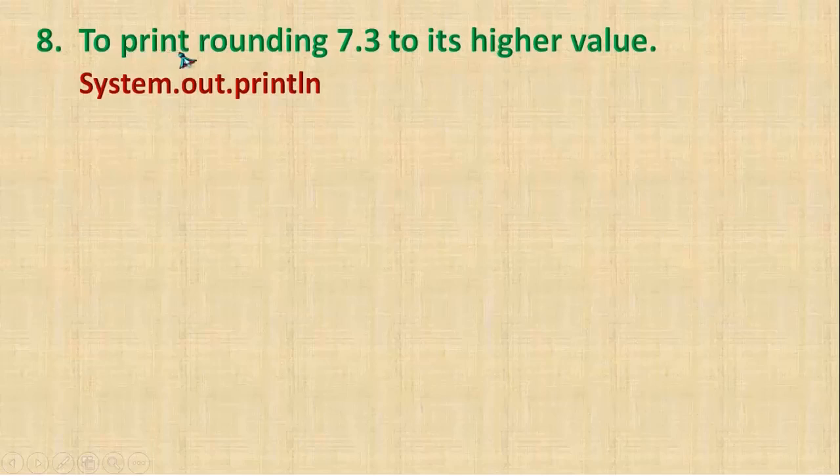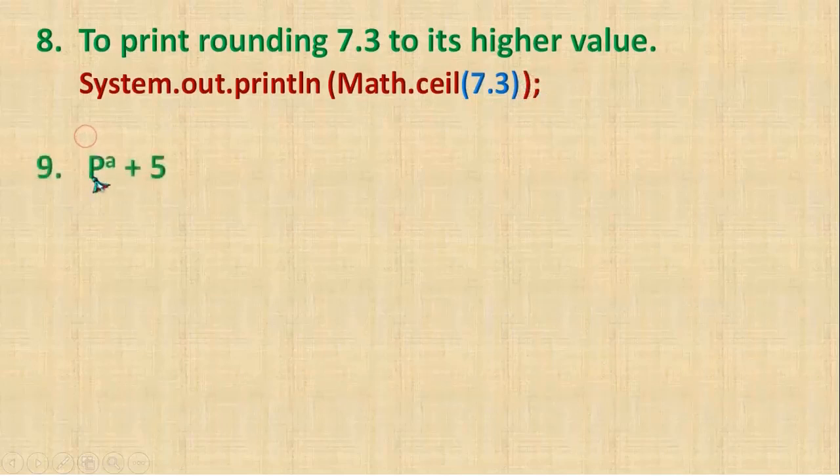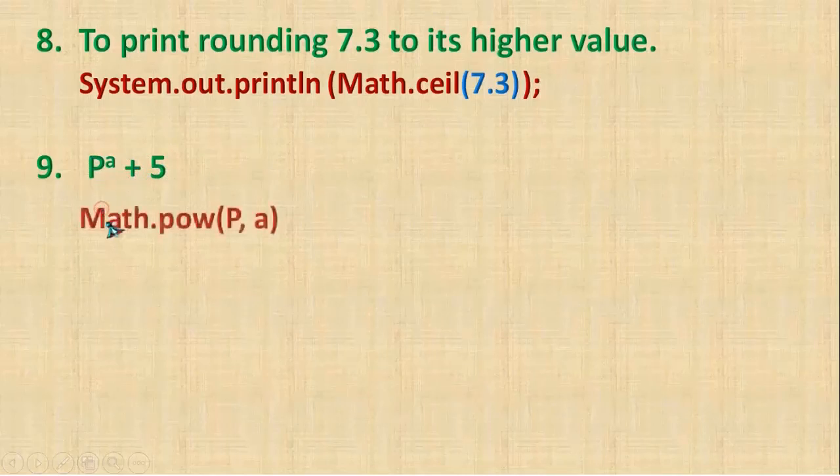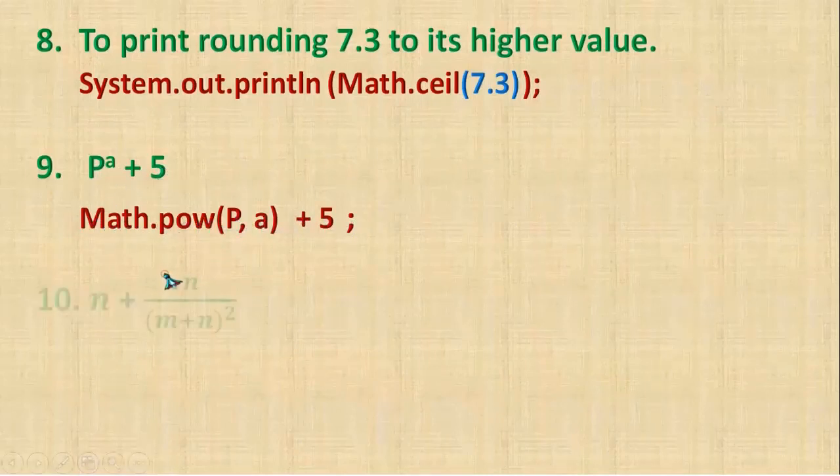System.out.println of as it is print here. Math.ceil of 7.3 and then close this. P to the power a plus 5. There are two terms. So we write first term Math.pow of p, a plus 5 and then we terminate. See here it is not given to print or return. So just whatever the expression given here, for that we will write the Java statement.